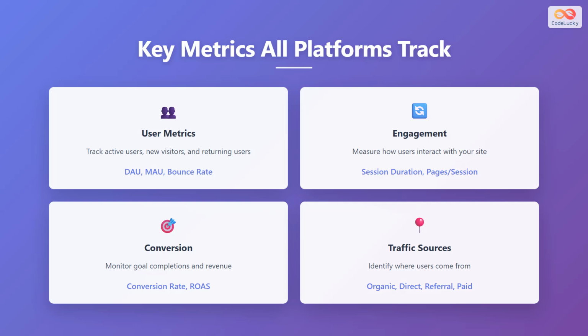Despite their different approaches, all major analytics platforms track 4 essential categories. User metrics show you how many people visit, including daily active users, monthly active users, and bounce rate. Engagement metrics reveal how users interact with your site, measured by session duration and pages per session. Conversion metrics track your business goals like conversion rate and return on ad spend. Finally, traffic source metrics show where visitors come from, whether organic search, direct visits, referrals, or paid ads. Understanding these metrics is fundamental to analytics.